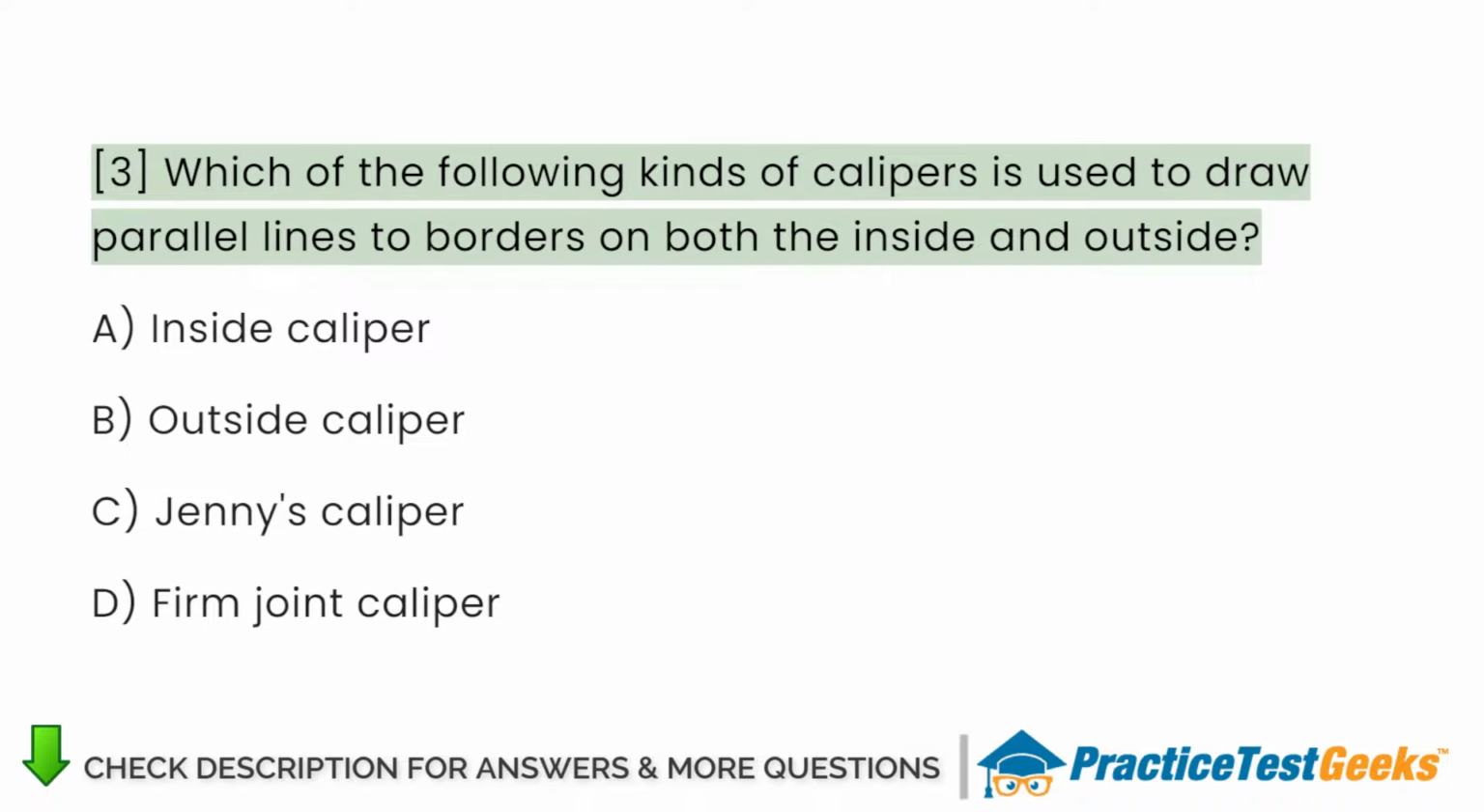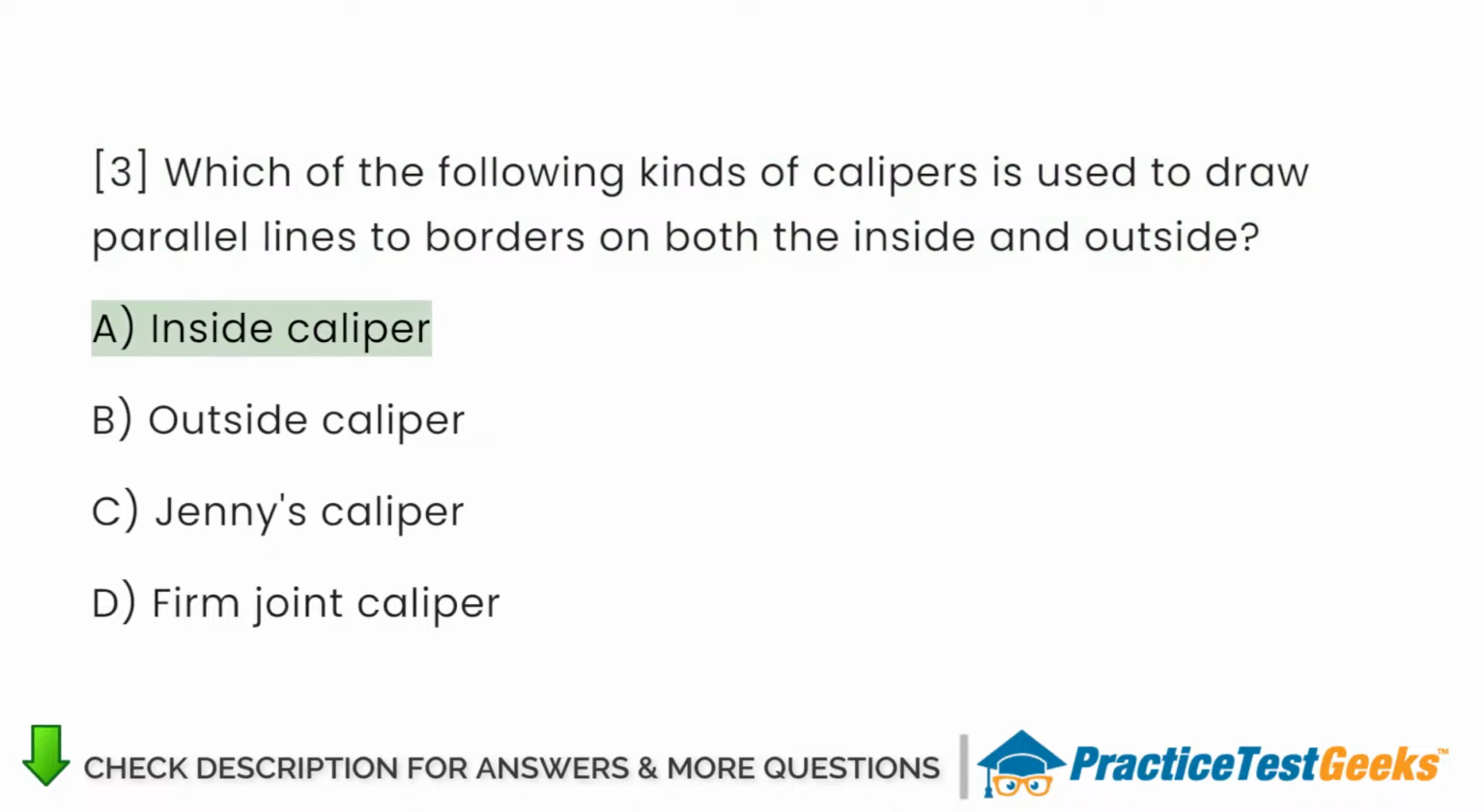Which of the following kinds of calipers is used to draw parallel lines to borders on both the inside and outside? A. Inside caliper. B. Outside caliper. C. Jenny's caliper. D. Firm joint caliper.